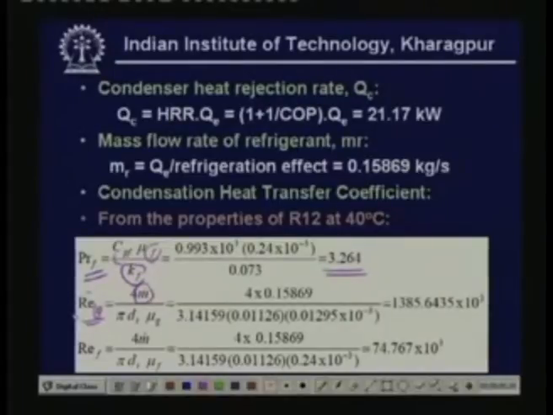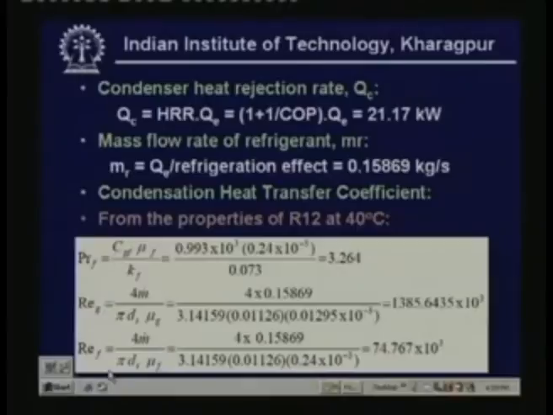Similarly, the Reynolds number of the fluid is calculated assuming that all the refrigerant is in liquid form, that is Re f. If you substitute the values, you find that this is the Reynolds number of the refrigerant vapor. Similarly, the Reynolds number of the refrigerant liquid is this. So we got the Reynolds numbers and the Prandtl number.